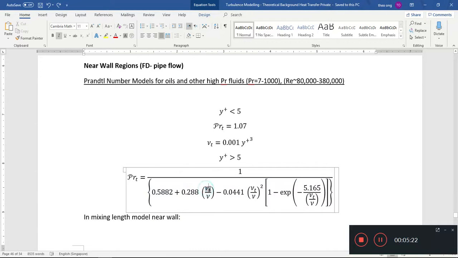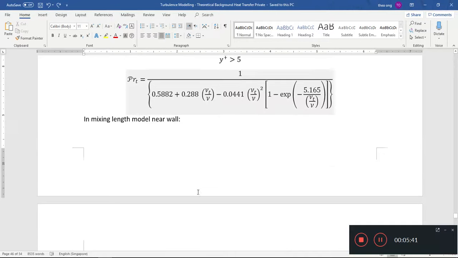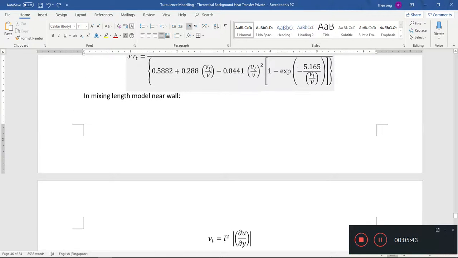Again, it gives you a y plus dependence based on the nu t. Nu t is dependent on distance from the wall, so that is dependent on y plus, and these are very important to get right. So this actually fits the data pretty well in this region. Okay, the mixing, how do you then determine nu t?